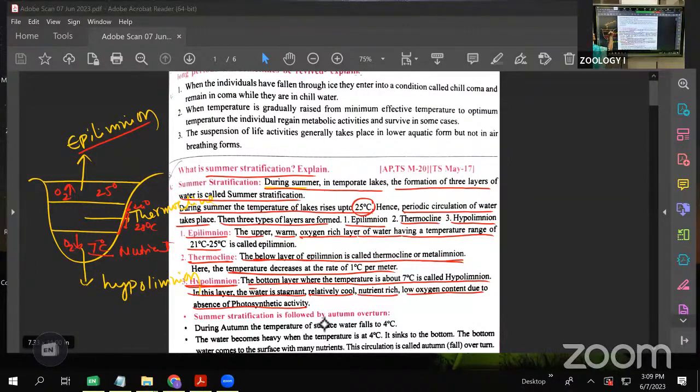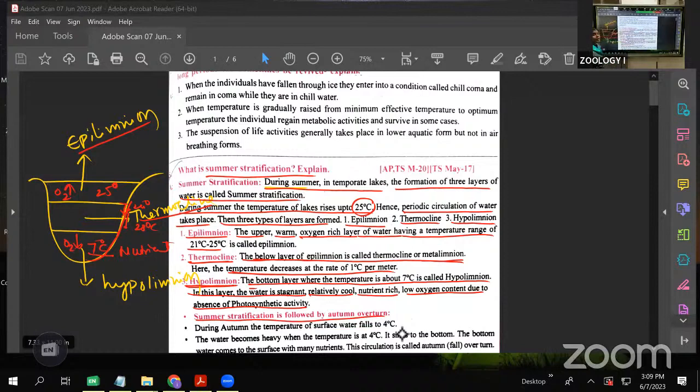The epilimnion is at 25 degrees centigrade, and more oxygen is present here. Below that is the thermocline, the middle layer. Going down from the epilimnion, the temperature decreases by 1 degree centigrade per meter. The next and last layer is the hypolimnion. Here the temperature is 7 degrees centigrade, the nutrients are more, and oxygen is less. Clear?